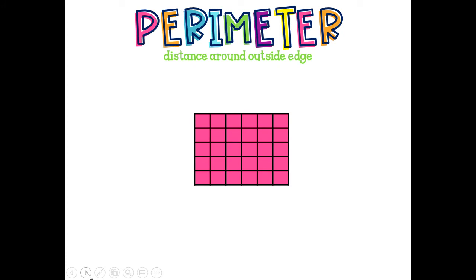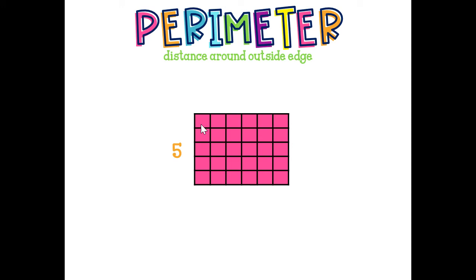What about this shape? They don't give me any side lengths. Thankfully, they have squares covering the inside to help me find those side lengths. So I'm going to focus on this left-hand side first. How many squares tall is this rectangle? 1, 2, 3, 4, 5. It is 5 units tall.